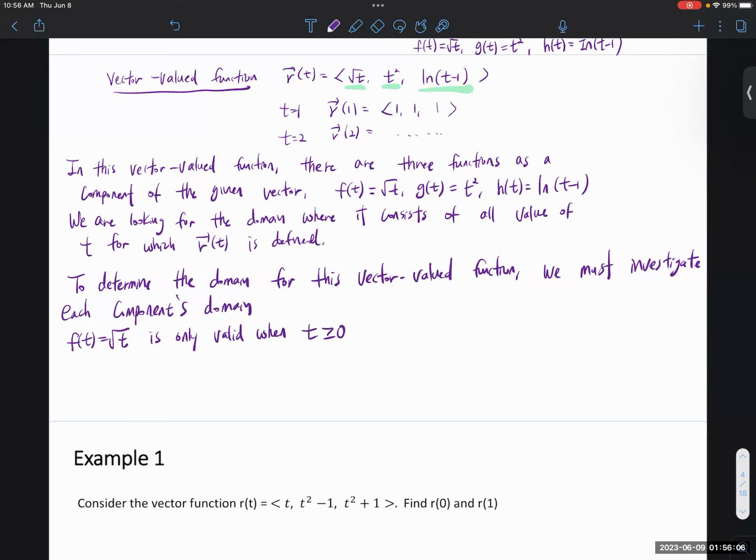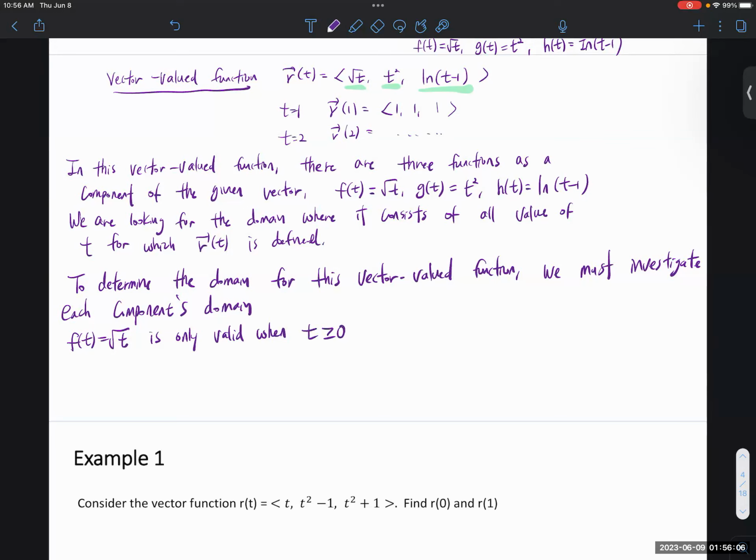And then the second one, 8 minus t cannot be a negative number, it should be a positive number. So if you solve it, t is less than 8. So the domain will be all the negative numbers and stop at 8, not including 8. That's the domain for the second function.